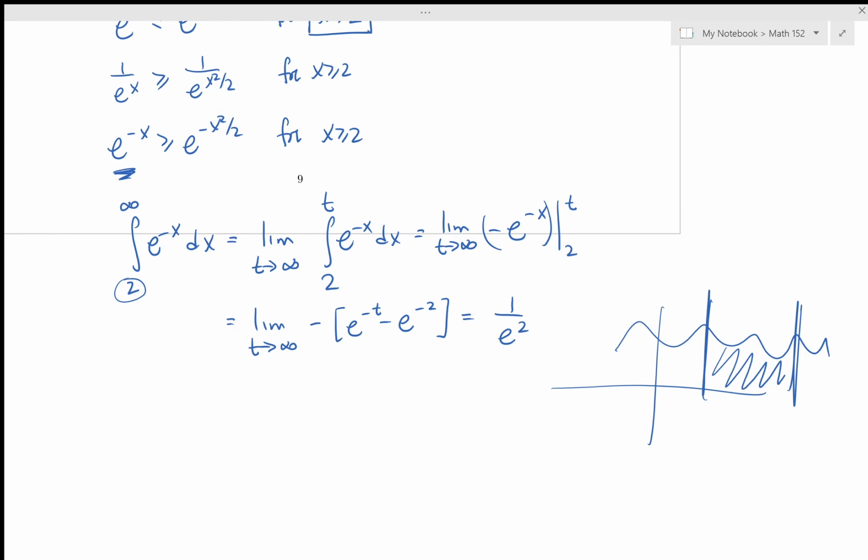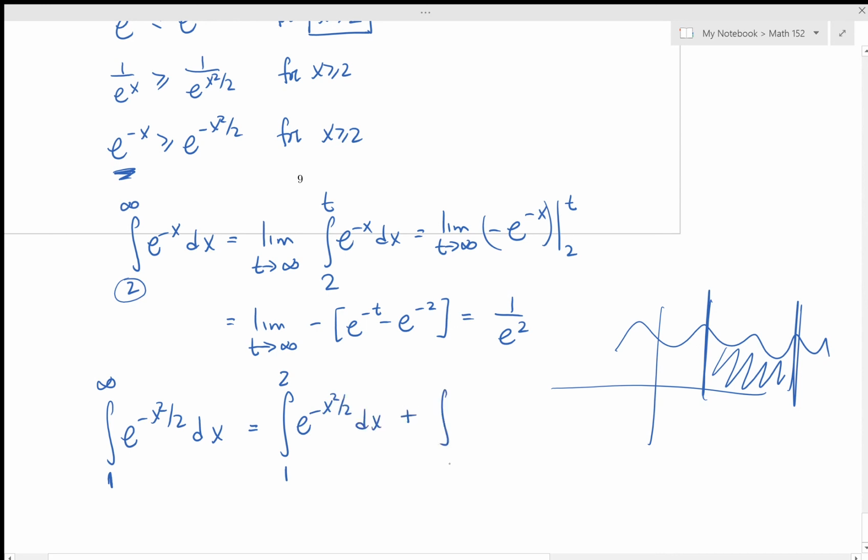So what am I trying to say here? I was originally trying to look at this integral from 1 to infinity of e to the minus x squared over 2 dx. What I'm going to do is split that up into 2, not for a reason of a discontinuity, just because I know something about it from 2 to infinity. So I'm going to go from 1 to 2 of e to the minus x squared over 2 dx, and then from 2 to infinity of e to the minus x squared over 2 dx.